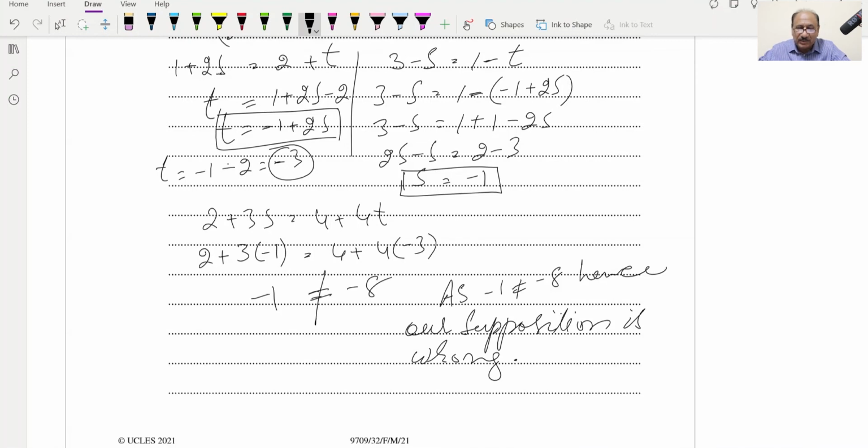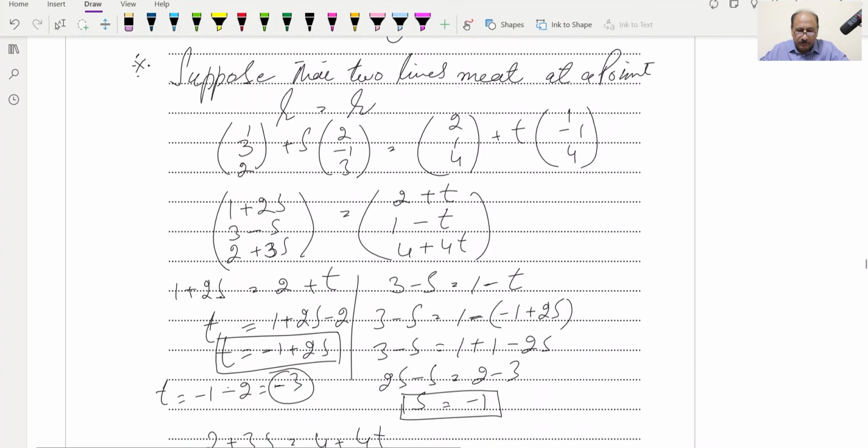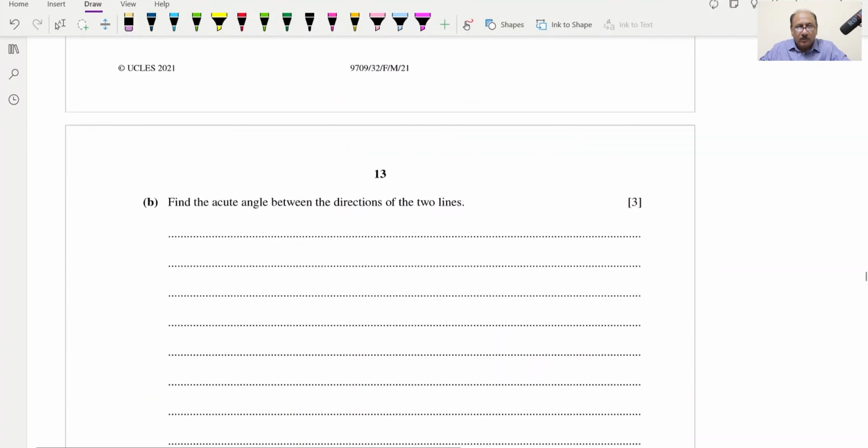So it means that if our supposition is wrong, meaning they are not meeting at a point, and hence they are non-parallel and not meeting at a point, so they are skew. Now we can go through the B part.